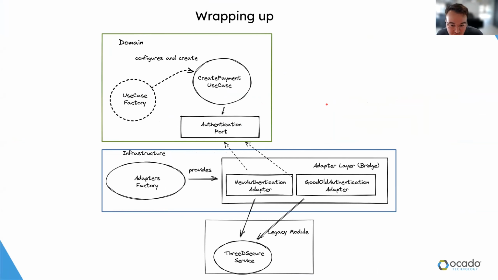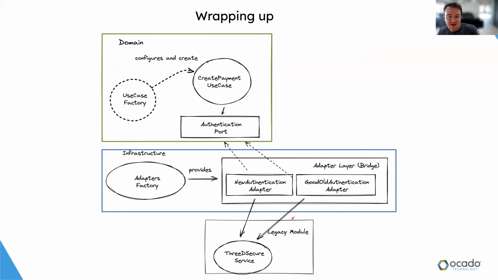Wrapping up everything, a bit of a dense image. Hope that it can help. So what we have done, we have extracted a create payment use case, which just cares about the interface, the authentication port, right? This is our domain. What the authentication will be is up to the adapters: the new authentication adapter and the good old authentication adapter. This lies in the infrastructure part. It's not a concern of the domain, right?